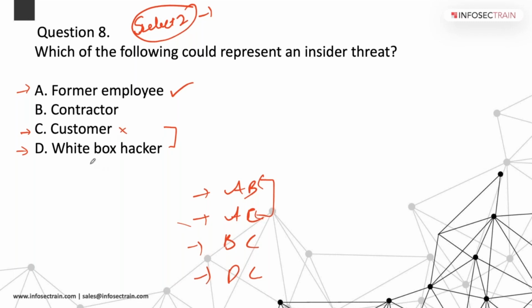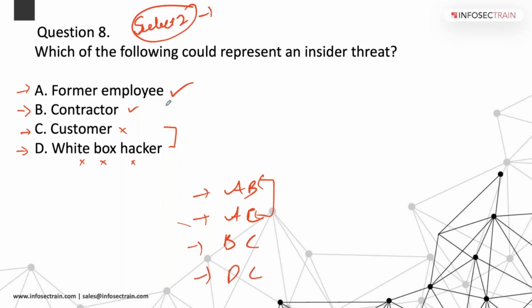A white box hacker can have very good information again, so this is kind of the same category as the former employee. Another could be a contractor, a third party vendor that you have in your organization. A contractor who is working with you knows everything about you, just like the white box hacker. So if there are three options, you will go with ABD. If only two, you will go with the former employee and the contractor. Or current employee might be an option too.